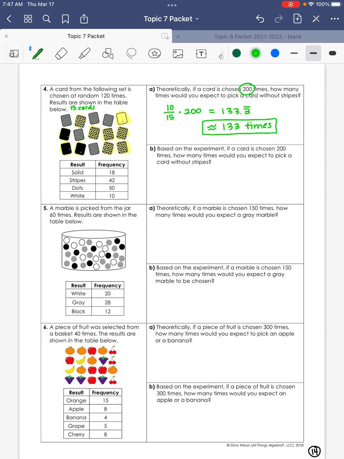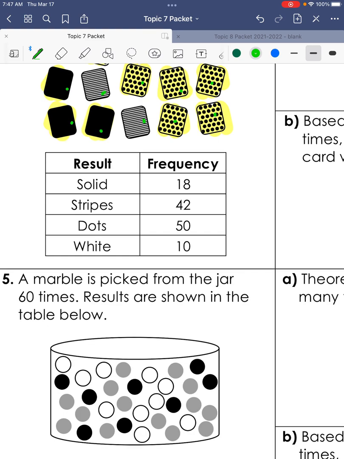Okay, now based on the experiment, if a card is chosen 200 times, how many times would you expect to pick a card without stripes? Okay, so when I look at my table, stripes was selected 42 times, right? So how many times did we pick? 120 times, right? So I'm going to say 120 minus 42. And 120 minus 42 is 78. So a card without stripes was selected 78 times.